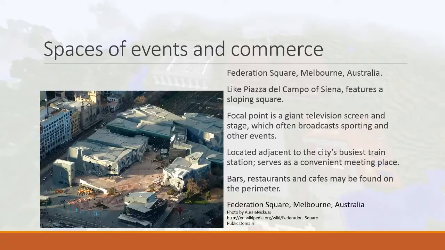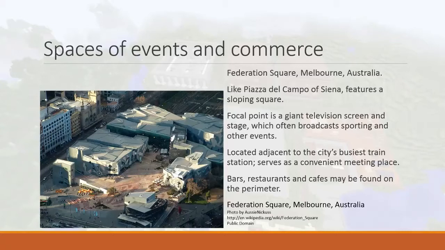Moving onwards to slightly more modern times, this is Federation Square in Melbourne, Australia. And like the Piazza del Campo in Siena, it features a sloping square. So if you look down at it, you see all the buildings behind there. Those are art galleries and office buildings and whatnot. And bars and cafes, again. But in the middle there, there's a square, kind of. And it slopes down. I think it takes its inspiration actually from the square in Siena. And the focal point of the square is at the bottom of the picture there. You can't see it because it's facing away from us.